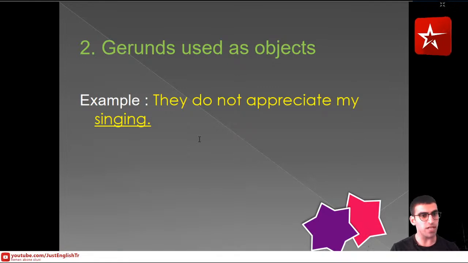So, they don't appreciate my singing. My singing. Here we use a gerund. Singing is a gerund, by the way. It is an object of the sentence. So the second rule: we use gerund as objects in this sentence. I think you understand the second rule as well.